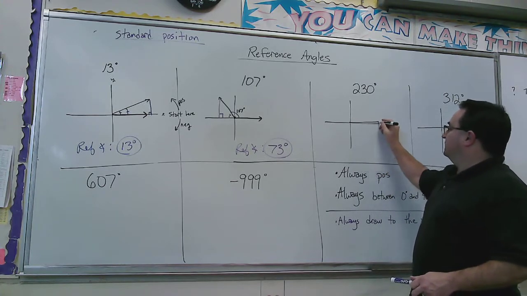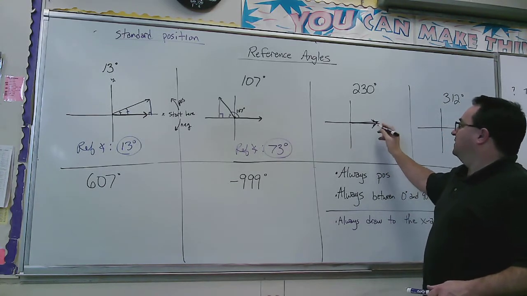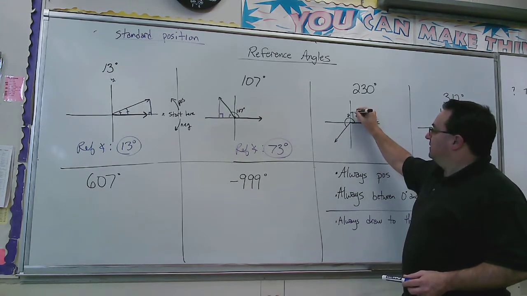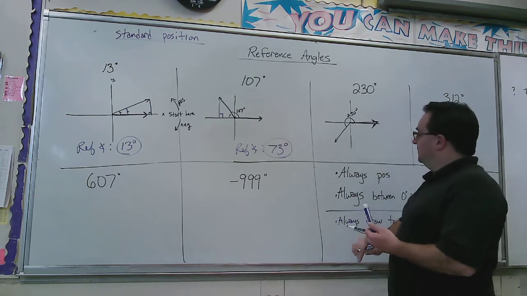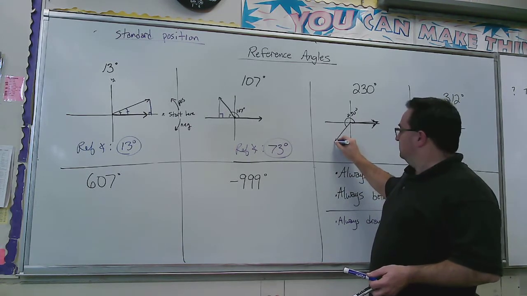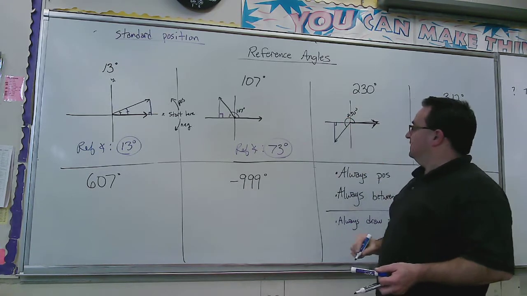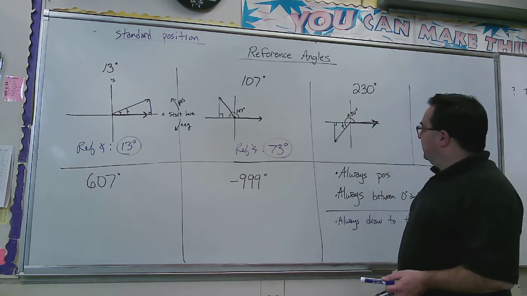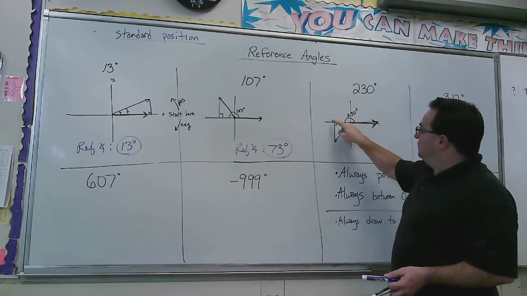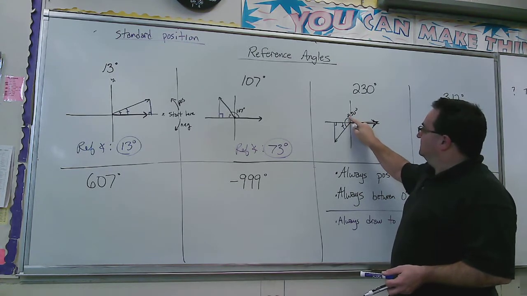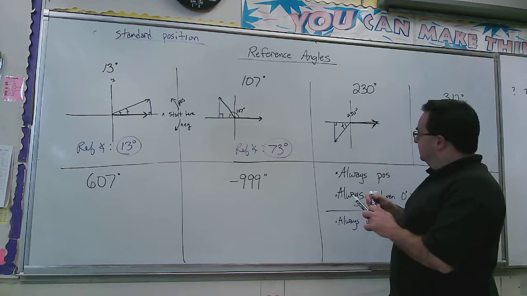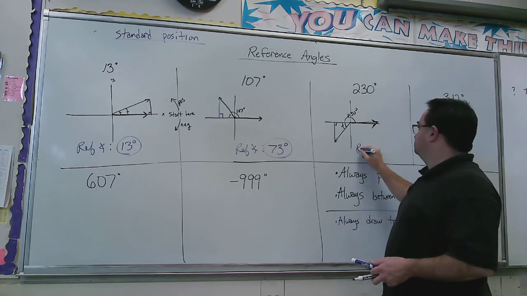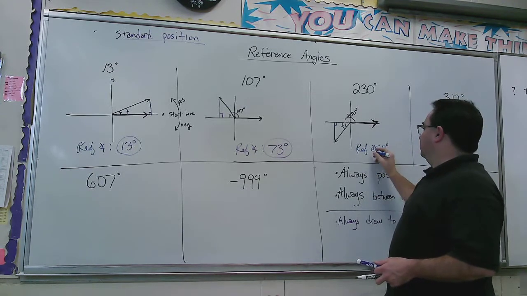This one, we always start on the positive x-axis. Now I'm going to rotate 90, 180, 230 would be around here. This is the given angle. For the reference angle, draw perpendicular to the x-axis. This right here is my reference angle. So I would do that, 230, take away 180, right? If I take this much away, I'd be left with that. So I have 230 take away 180. Reference angle is 50 degrees.